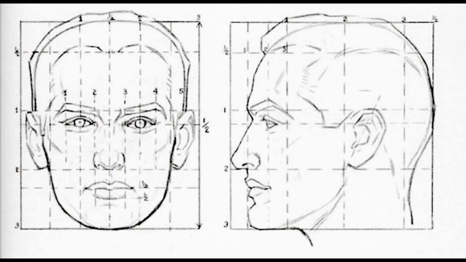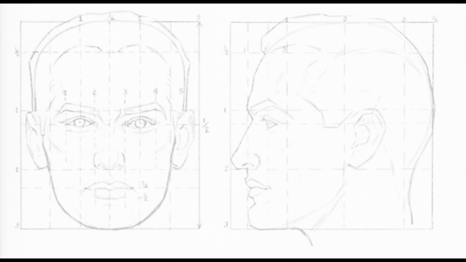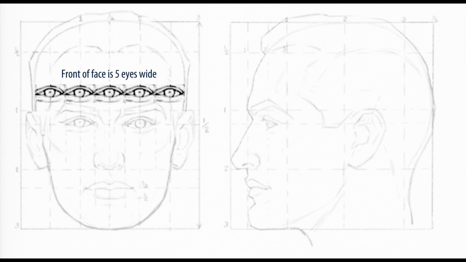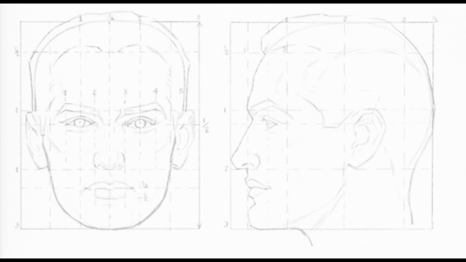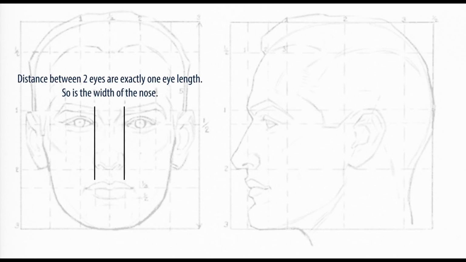When it comes to drawing the human face, the most important thing you need to learn is proportion. The first proportion to note is that the front side of the human head is 5 eyes wide. Next, the distance between 2 eyes is exactly 1 eye length. So is the width of the nose.